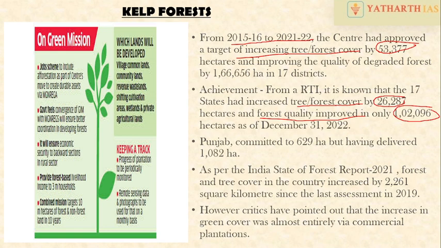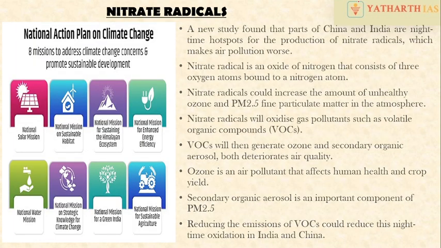Punjab committed to 629 acres but has delivered 1082 acres. As per the India State of Forest report, the forest and tree cover in the country increased by 2261 square kilometers since the last assessment in 2019. So critics have pointed out that the increase in green cover was almost entirely via commercial plantations.